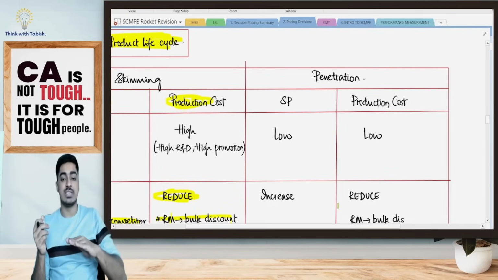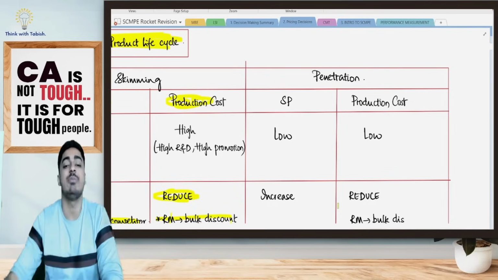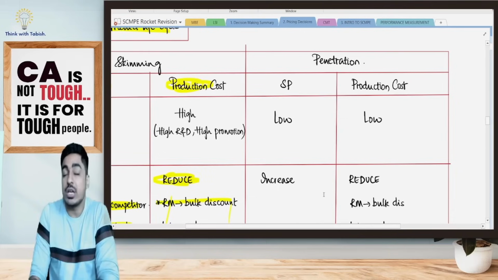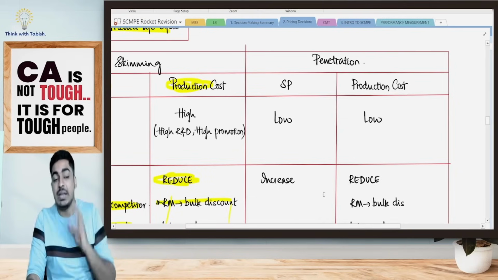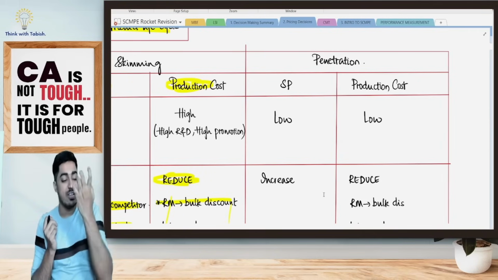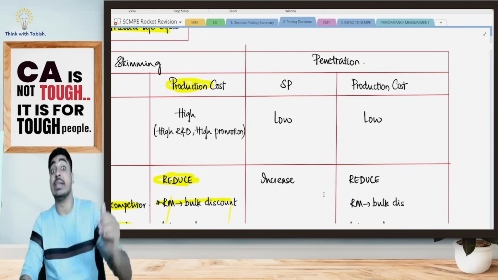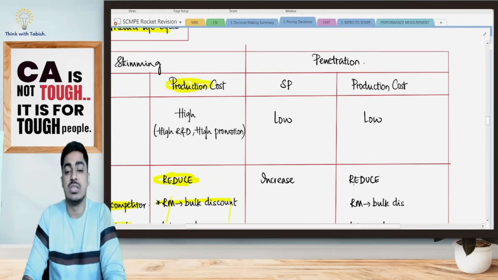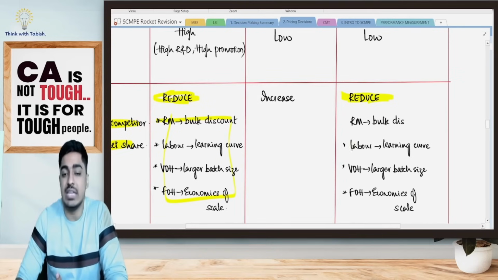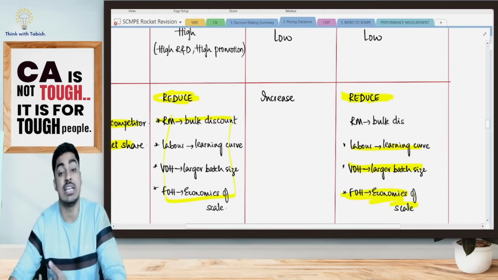Initially, low selling price. Yes, during growth, I will increase. During maturity, I will increase. During decline, I will maintain it constant. Low, increase, increase, and constant. Now, coming to my production cost. Yes, penetration. I'm penetrating the market. I'm selling more goods. So, obviously, at my introduction phase itself, my cost is going to be less because I'm producing more units. Yes, during growth, it will reduce even more because even more I'm producing. That means bulk discount, more I'll be getting, learning curve benefit I'll be getting, larger batch size for variable overheads, economy of scale still I'll be enjoying.